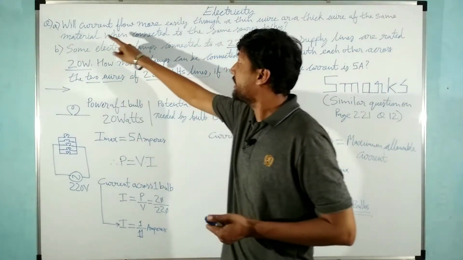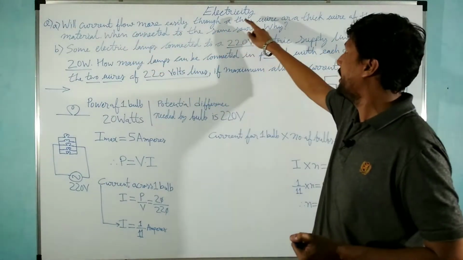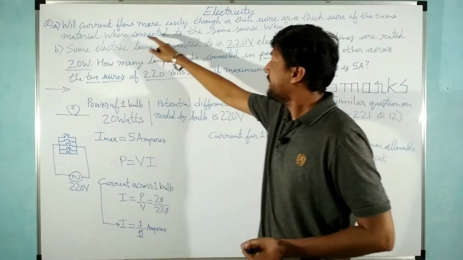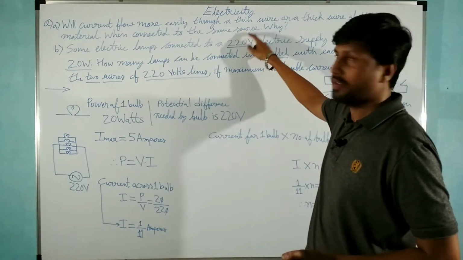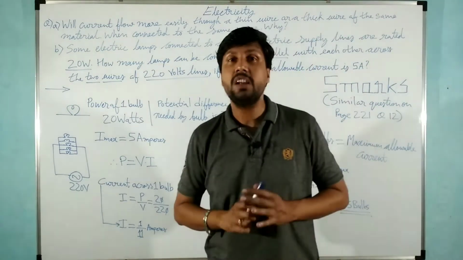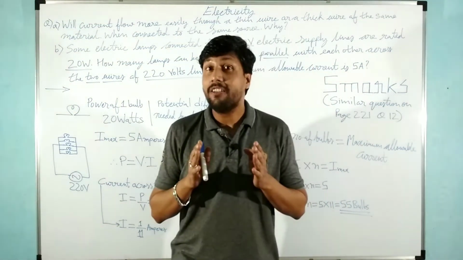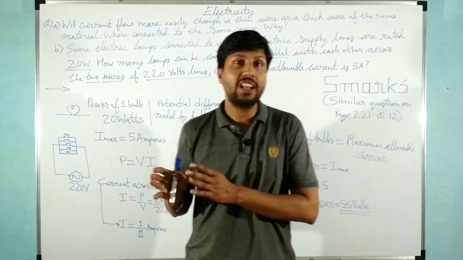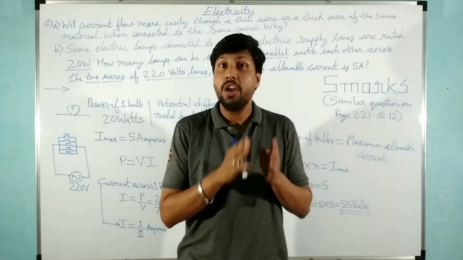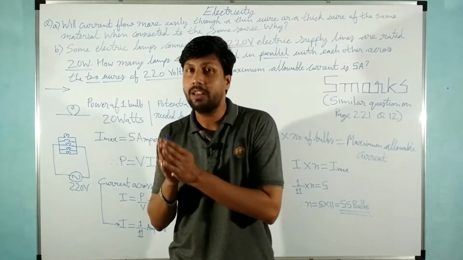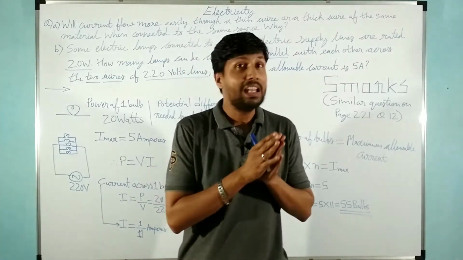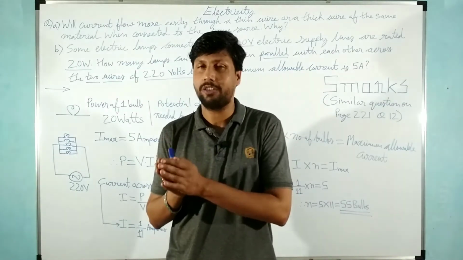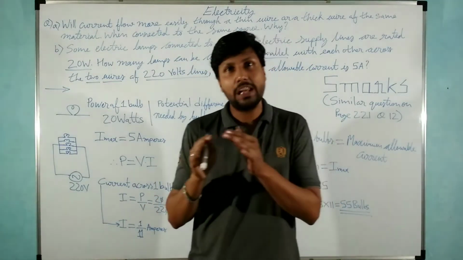The first part is, will current flow more easily through a thin wire or a thick wire of the same material when connected to the same source? Why? So dear friends, here you should be knowing the factors affecting resistance. In the textbook they have given 3 factors affecting the resistance. The first one is the length. More the length, more will be the resistance. Then resistance is inversely proportional to area of cross section. That is, more the resistance, the less will be the area.